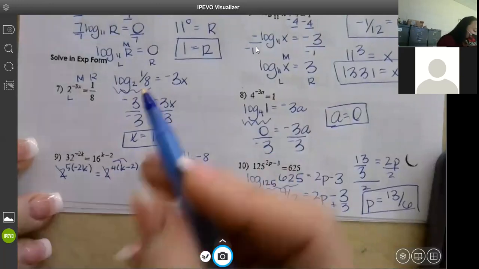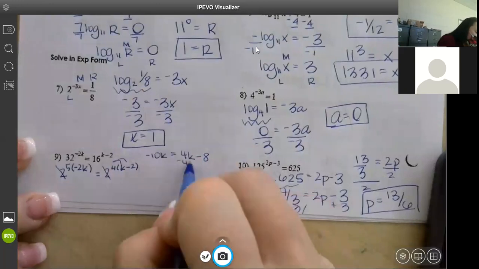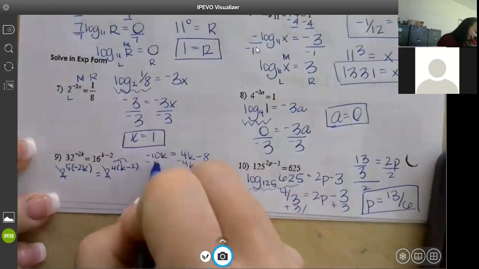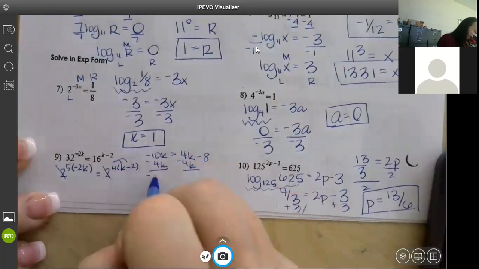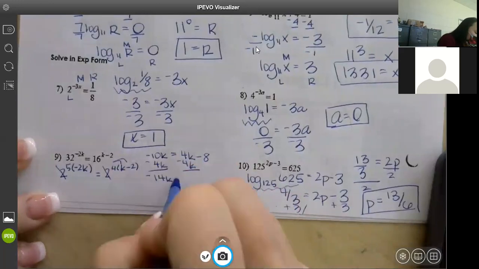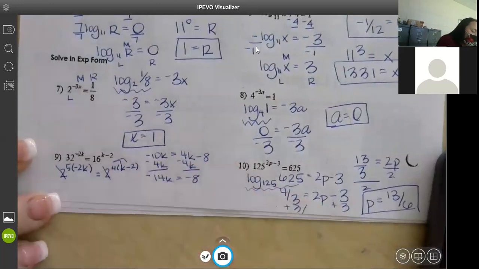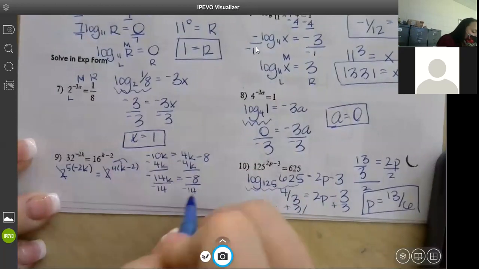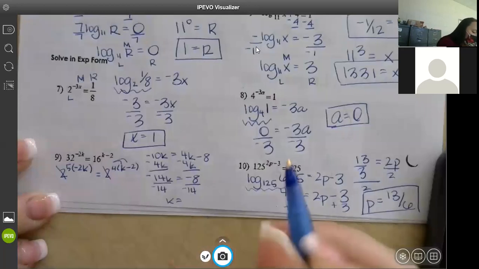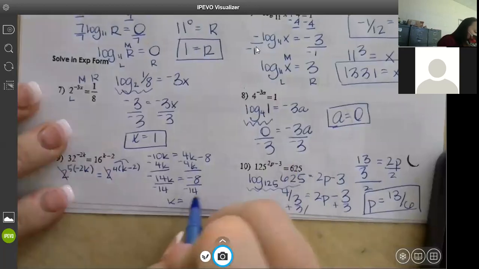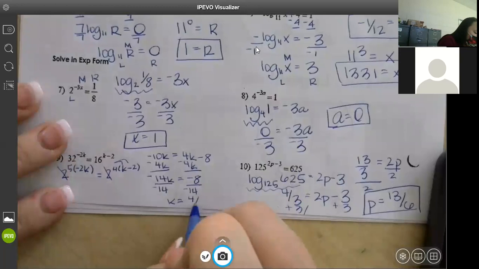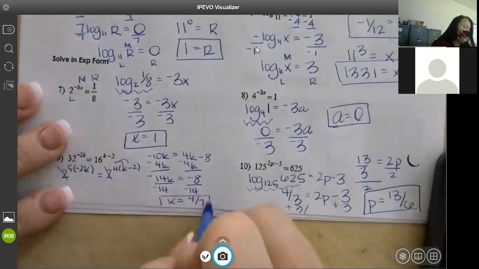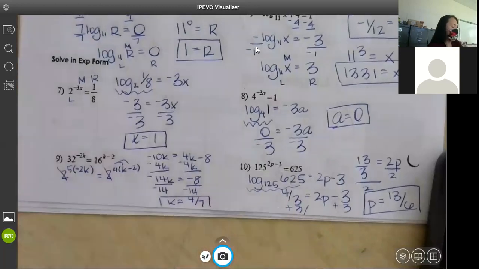Get your k's on the same side. So I'm going to subtract 4k. This is a normal algebra math 1 problem. I get negative 14k equals negative 8. Your last step is to divide by negative 14. If you can't simplify that in your head, just use your calculator. They're both divisible by 2. So positive 4/7. Any questions?